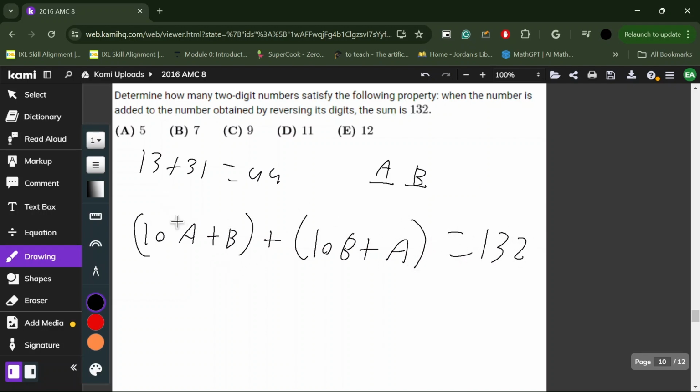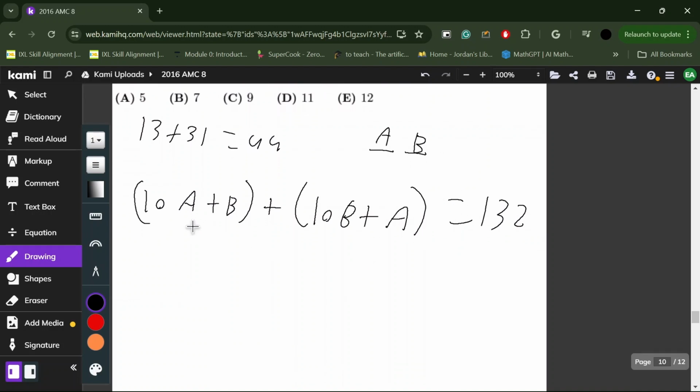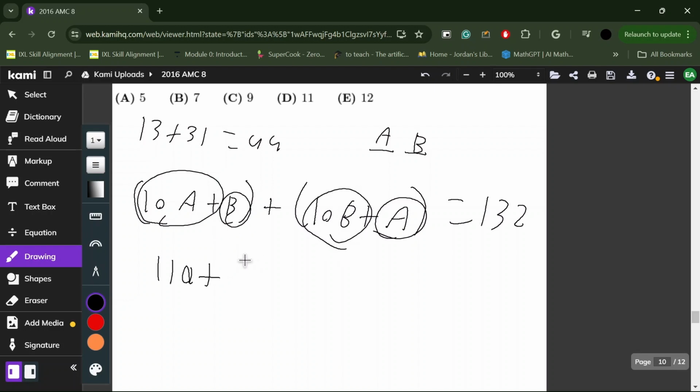Why? It's because this is like this number and we're adding it to its opposite, so we have to make 10 times B when it's in the tens place, right? And A is just a single number. So we can add all these up. So we can get 10A plus A, so it's 11A plus B plus 10B is 11B. And that's equal to 132.